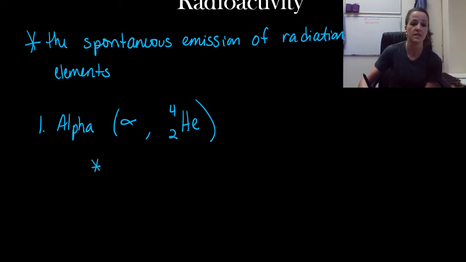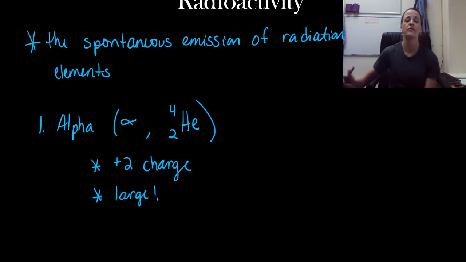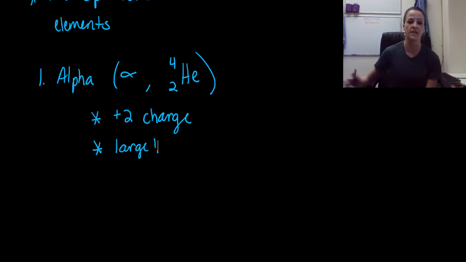Now, there are 2 things we need to know about an alpha particle. First things first, it has a +2 charge. Okay, 2 protons in the nucleus, plus 2 charge. The second thing is that it is very, very large. Of the 3 particles we talk about, this is the fattest one. It is the biggest one. The alpha particle is definitely the biggest.